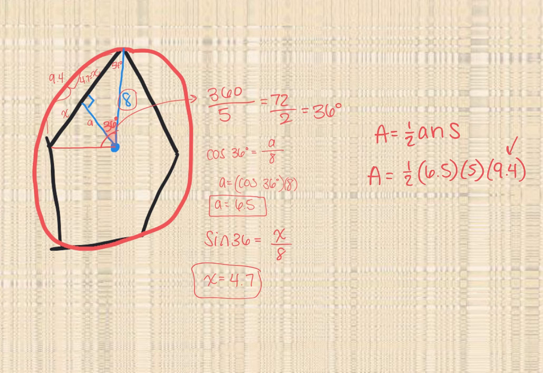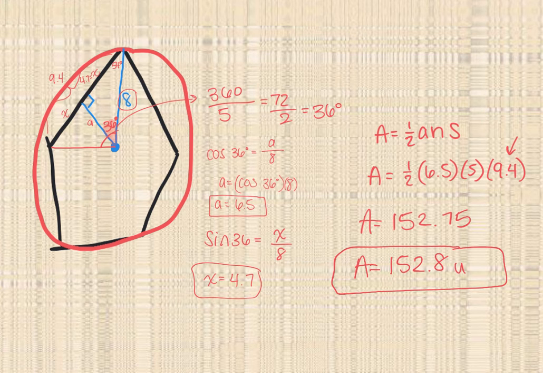This is where you have to be careful, okay? Do not plug in that 4.7, because that's only half the length of the side. So what we do is we take 0.5, multiply it by 6.5, multiply that by 5, and then multiply that by 9.4. And we're going to get that this area is 152.7. Normally we would be asked to round to the tenths place, so we would get area equals 152.8. And this is units squared.